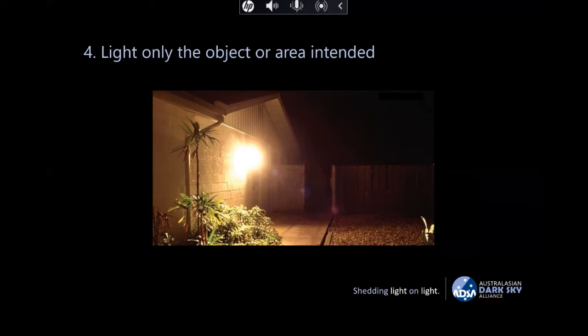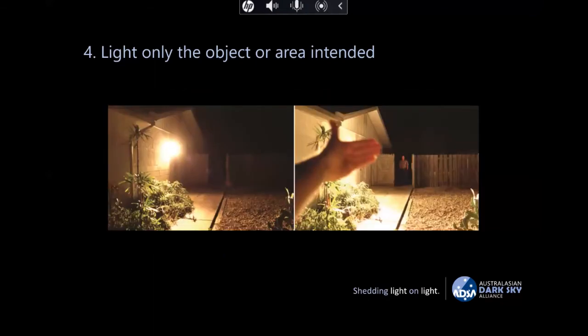The other thing that this light's doing really badly is a lot of the light is going directly into my eyes. It's not shielded, and that is essentially glare. And whenever we have glare, we have safety issues because it really stops us from being able to see the world properly.